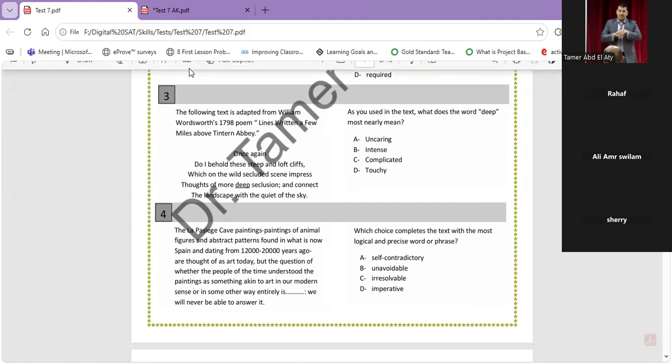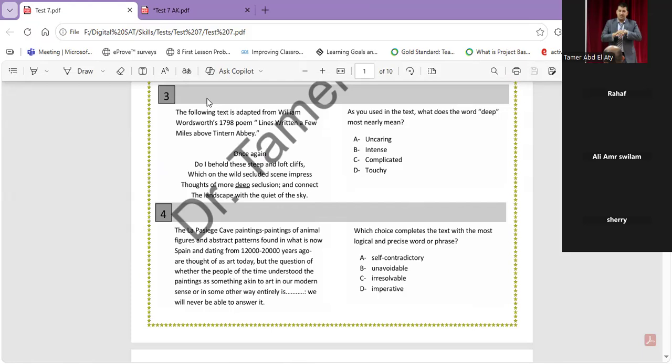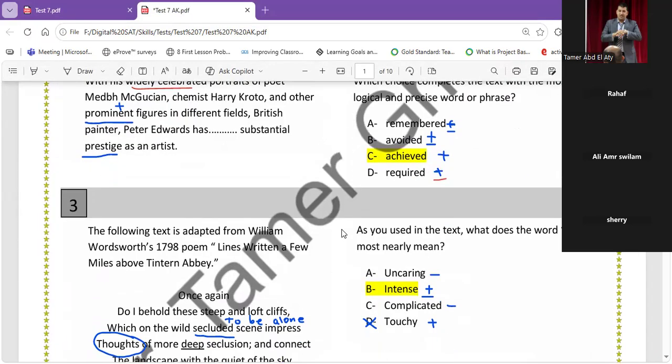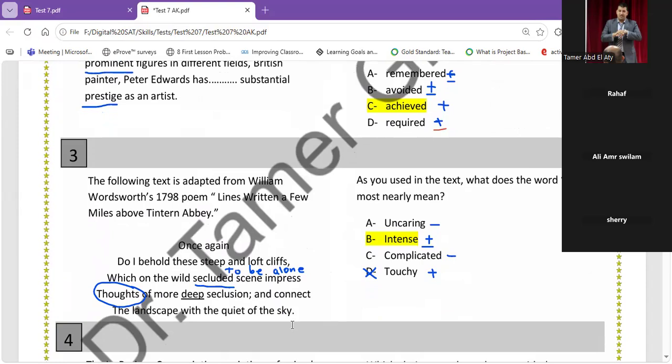Okay, unfortunately, in this question we have two who got it wrong. Majd and Nardine, kindly look at the answer. Here he wants the meaning of deep. And actually, again, as we said, we have to start, Majd, with what? With the connotation. Take out the text, it's here on the board. Uncaring, negative. Intense, it can be.